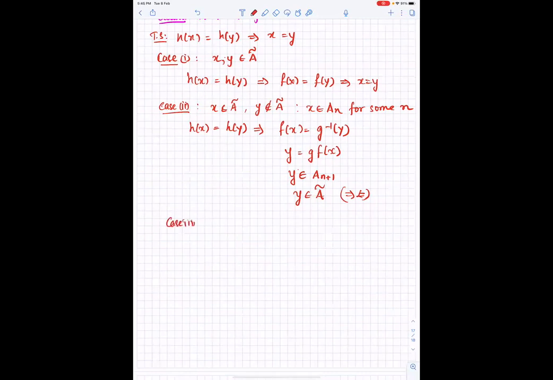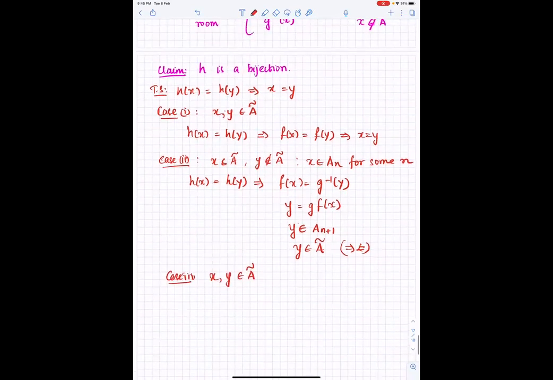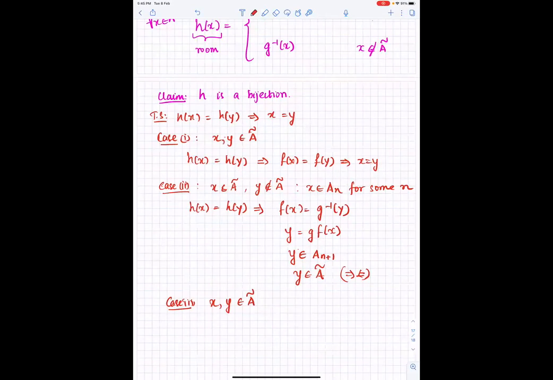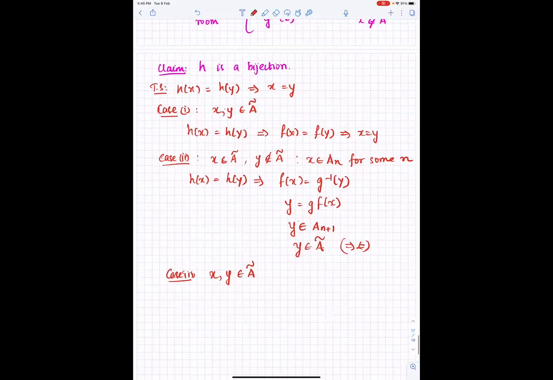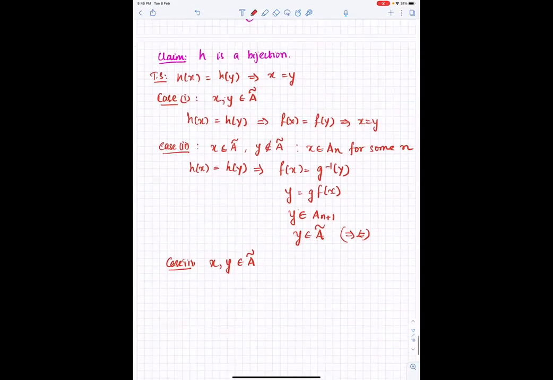The other is also an easy case. Maybe this you can try as an exercise. Both of them are not displaced. So this just follows because g is injective. Then in this case, if h of x is equal to h of y, then g inverse of x is equal to g inverse of y. Inverse of injective functions are injective. That is something that you must use here.